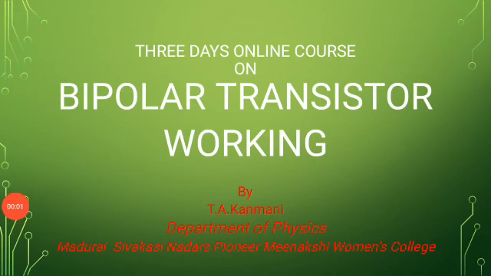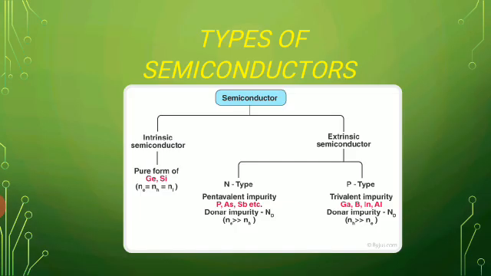Hi friends, in this session, let us see the types of semiconductors. Semiconductors are classified into intrinsic and extrinsic. Intrinsic semiconductor is the semiconductor in the pure form, and the extrinsic semiconductors are the semiconductors with the addition of certain impurity atoms. Based on the impurities, extrinsic semiconductors are also classified into N-type and P-type semiconductor.